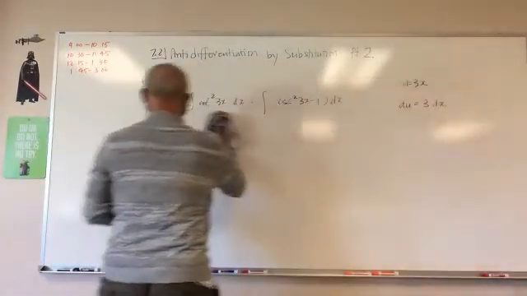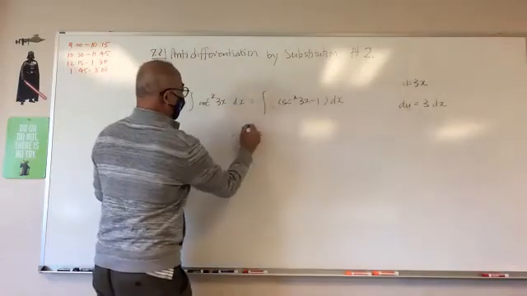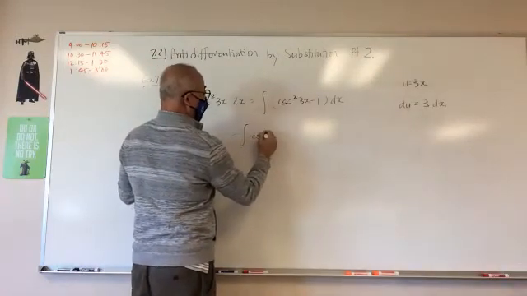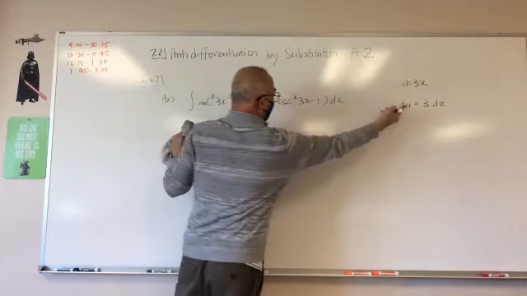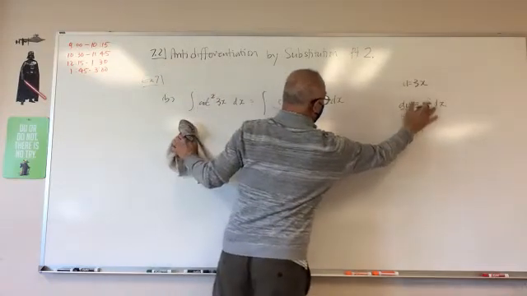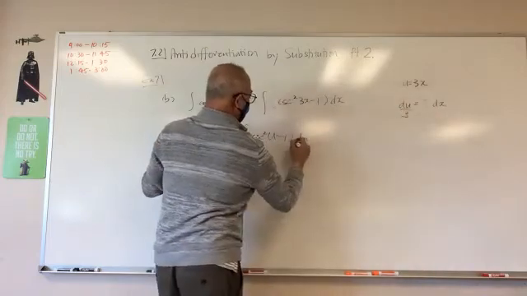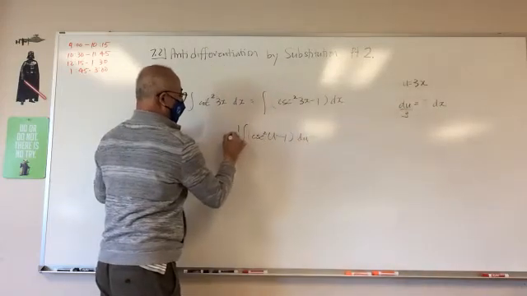So if I do that and I put that in there, what do I get? I'm going to get cosecant squared u minus 1. You divide this by 3, du over 3. I'm going to pull that 3 over here, just like that.